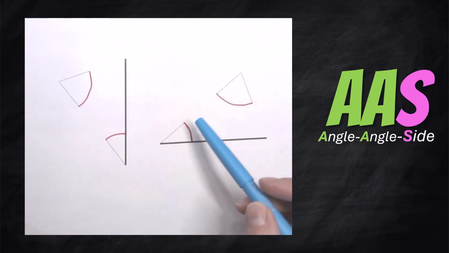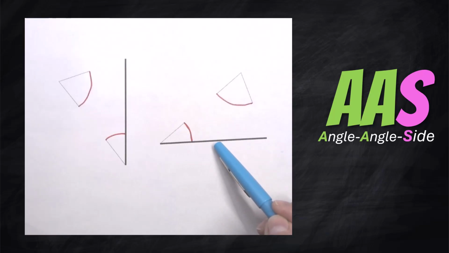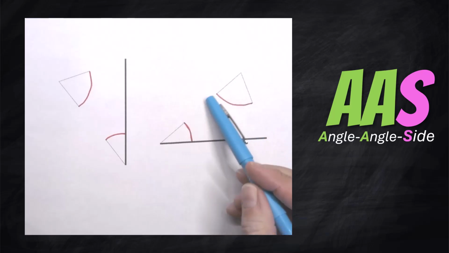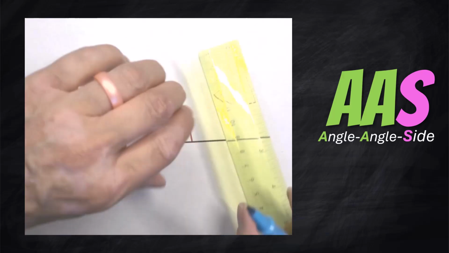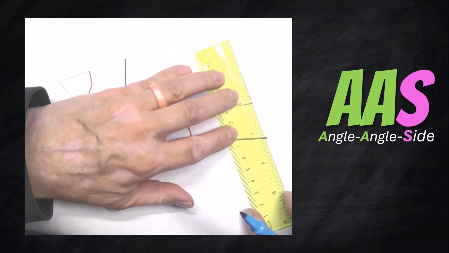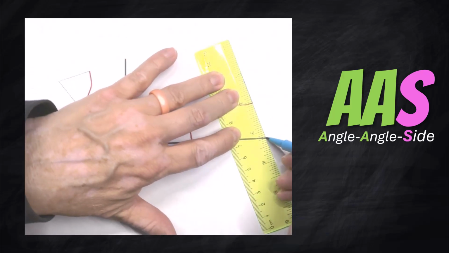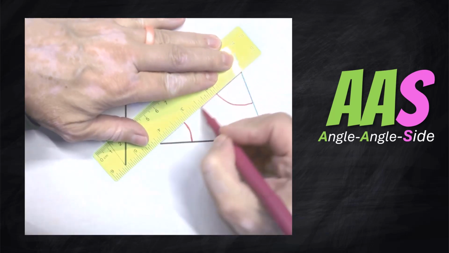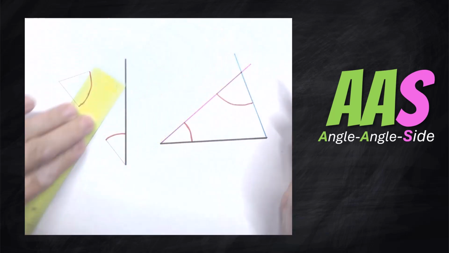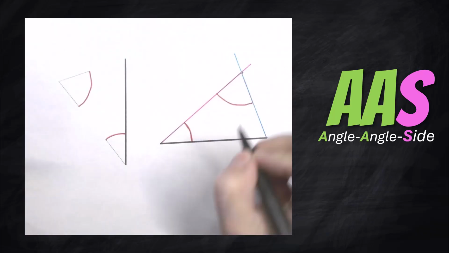Okay, I got an angle, angle, side in that order. It's not the side that's between the two angles. This one looks really obvious, right? But let's just double check it. So go that way and go that way, and I get a triangle where there's another vertex right there.